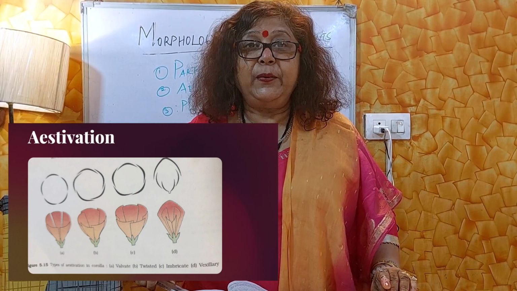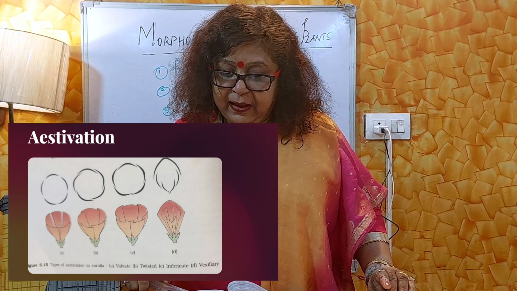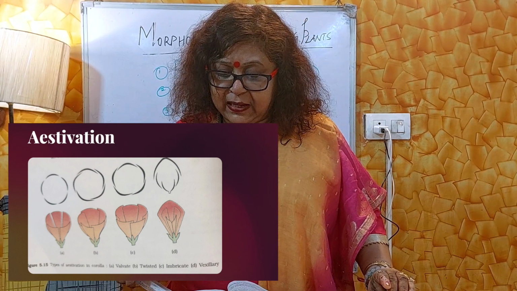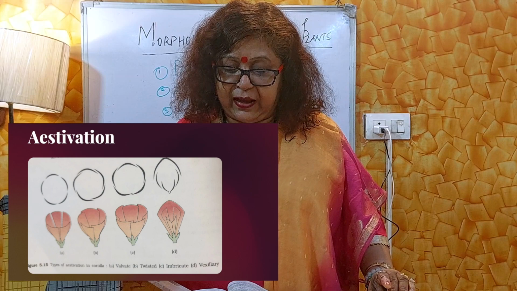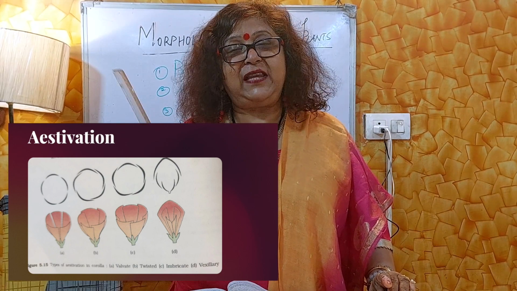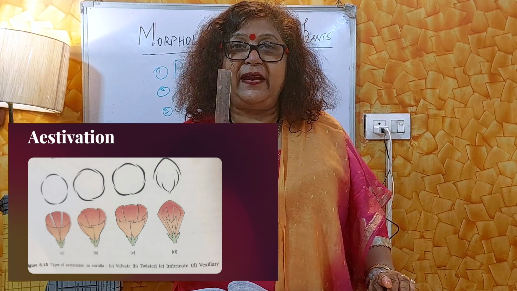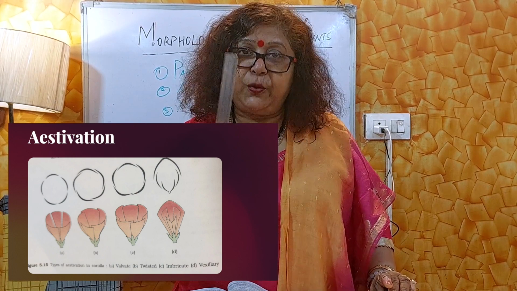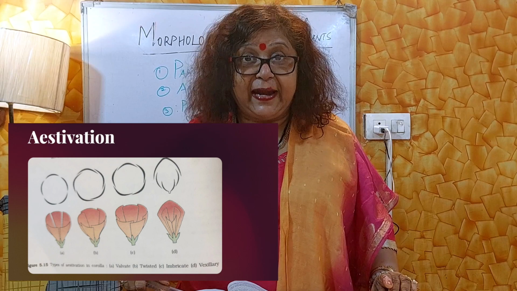Second is twisted. That is the regular overlapping of the petals, occurring in the margin of one petal to that of the other. And the example is hibiscus, China rose. If you take a China rose flower and see how the petals are arranged, one inside, one outside. So twisted.